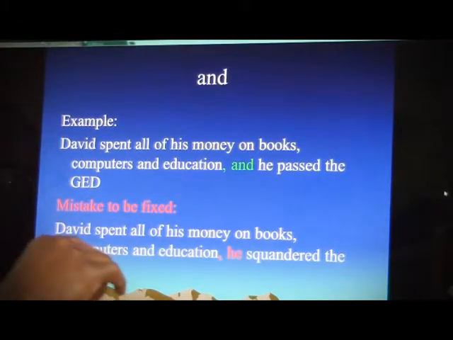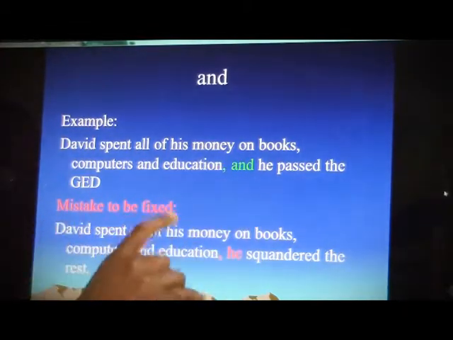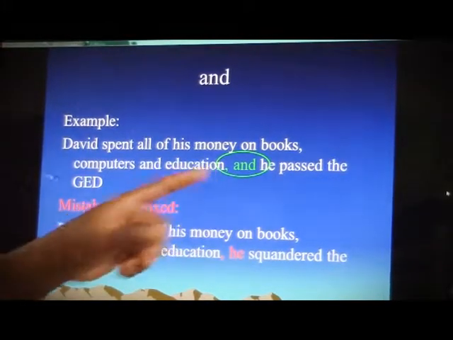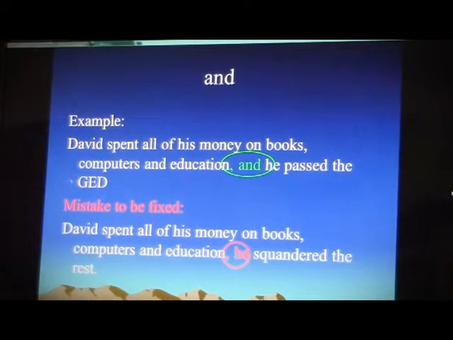The deal is, you want to make sure it's correct. You had to fix this mistake. And the way to do that is: and he squandered the rest. Use that and. That's the mistake.